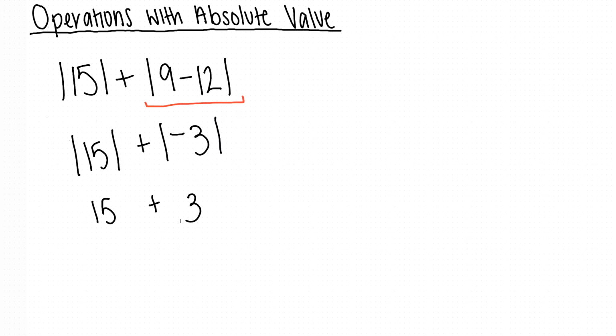Now our problem looks like this. The last step is to add these two numbers together. 15 plus 3 equals 18, so our answer is 18. In summary, the absolute value is the distance a number is from 0. So the absolute value of a negative number is positive, and the absolute value of a positive number is positive.